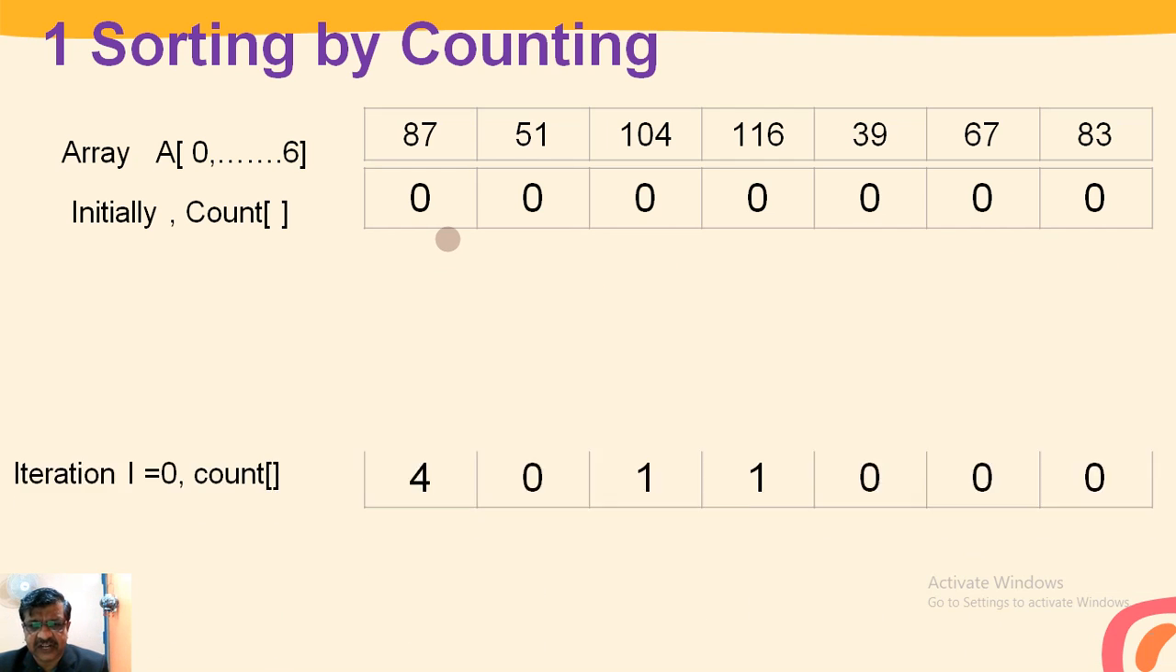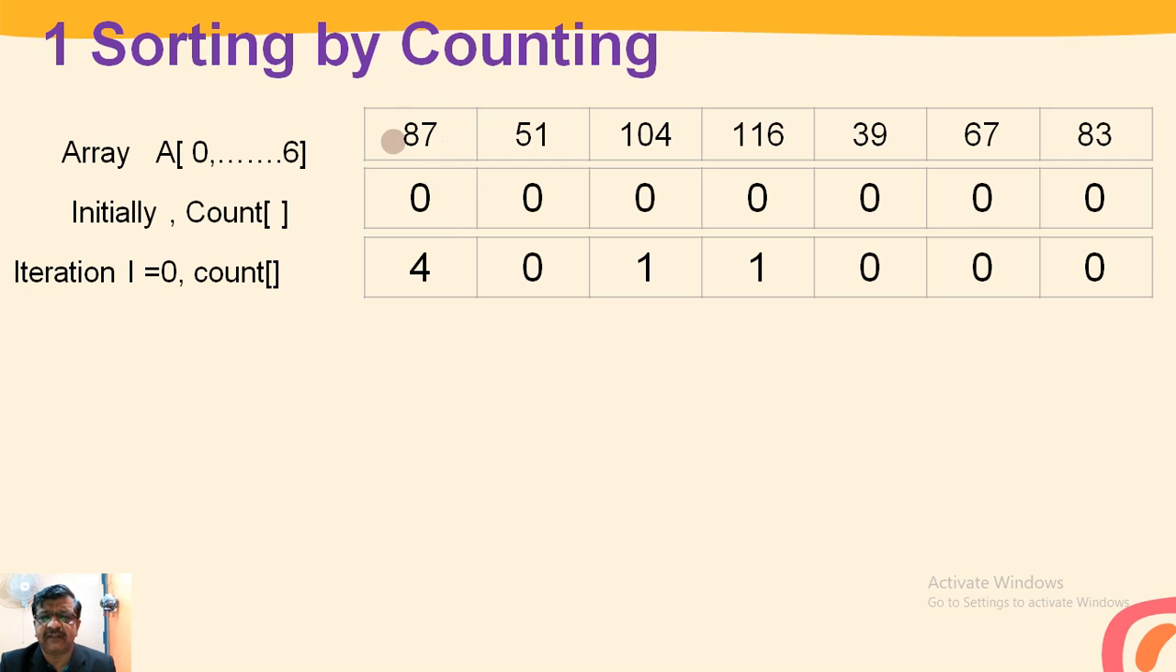Then in the first iteration, a count of the number of elements lesser than 87 is made. Okay, the counting will start from the next element. So 51 is lesser than that, so it will get 1. 104 is greater than 87, therefore 104 will get 1 to its account. 116 is greater than 87, therefore this will get 1. 39 is lesser than 87, therefore 87 will get 2. 1 is already there, it becomes 2. Then 67 is also lesser than 87, it will become 3. And 83 is also lesser than 87, this will become 4.